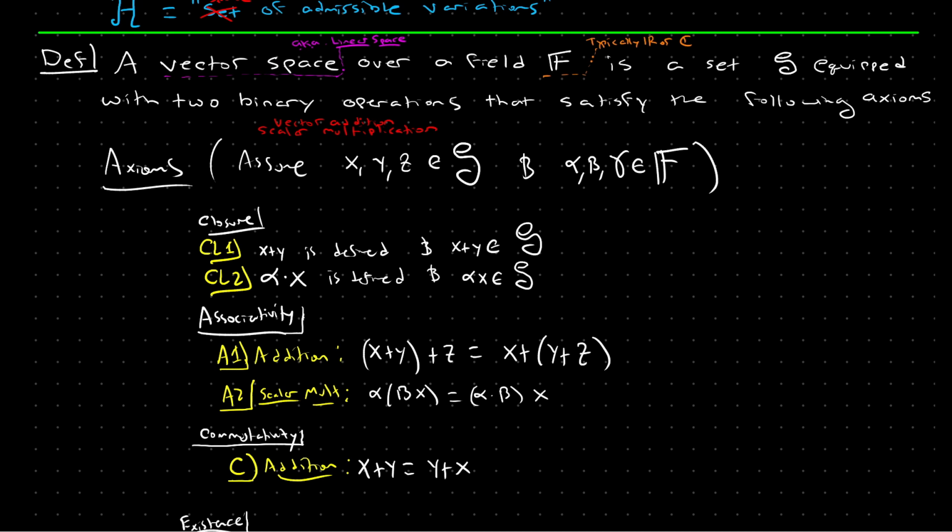So we call this operation x plus y for addition. This should be defined, and the result of an addition should be inside the original space. And same thing with the scalar multiplication. These properties are going to hold for any values of x, y, z in the vector space, and any scalars alpha, beta, and gamma in the field F.